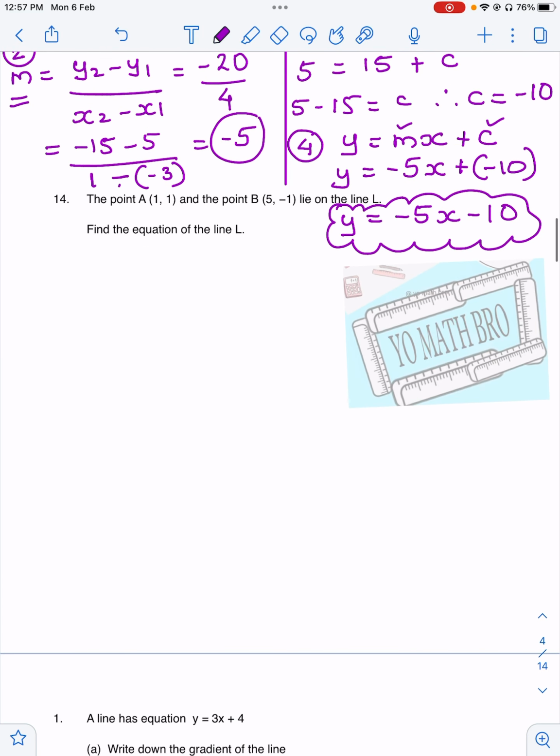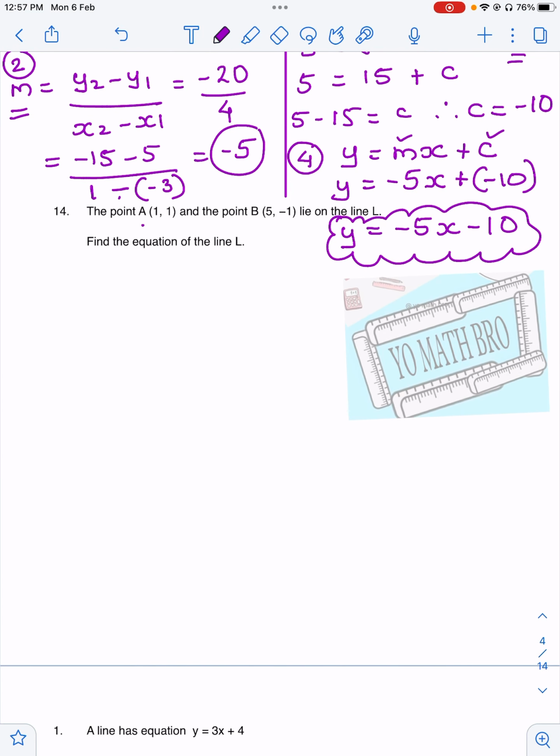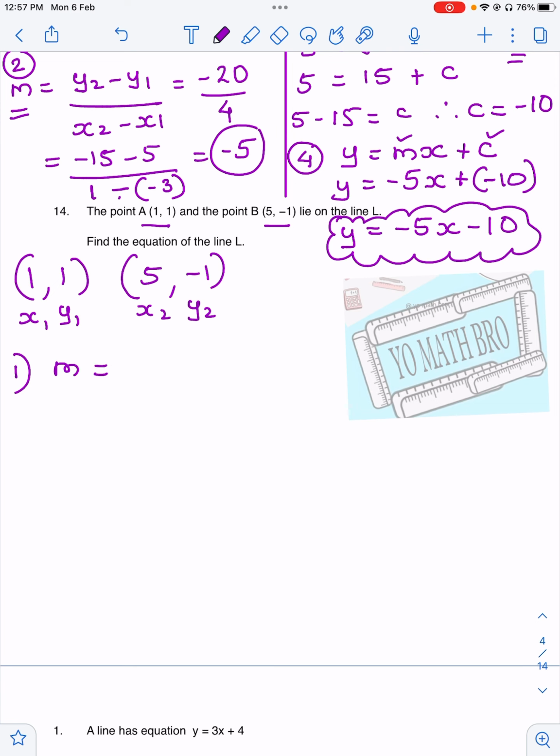taking one more example, let us see: the points A (1, 1) and B (5, -1) lie on the line L. Find the equation of the line. First part is always to write 1 comma 1 and 5 comma -1. Never skip the step x1, y1, x2, y2. My first step is to find m. m is equal to y2 minus y1 divided by x2 minus x1. This is the formula you need to remember.